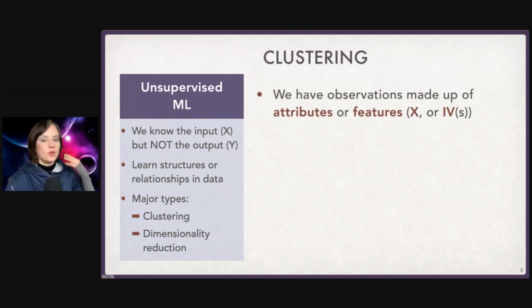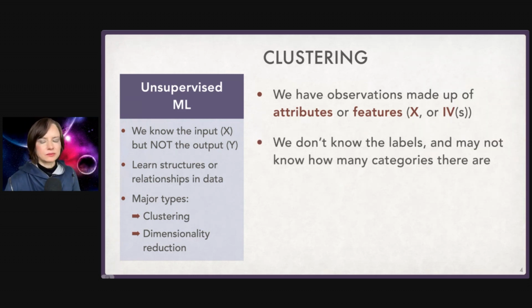Enter clustering. We have observations in our data set made up of attributes or features, so X's or independent variables. We don't know the labels. We just know things about our customers, the animals that we see in a territory, things about the transaction that we're looking at data on, whatever it is that we have data on. We don't know the output. Maybe we have information about various symptoms of patients, but we don't know what disease they have. We just want to be able to look at all the patients and say, hey, could we cluster them in any set of groups that might be helpful to generate further discoveries?